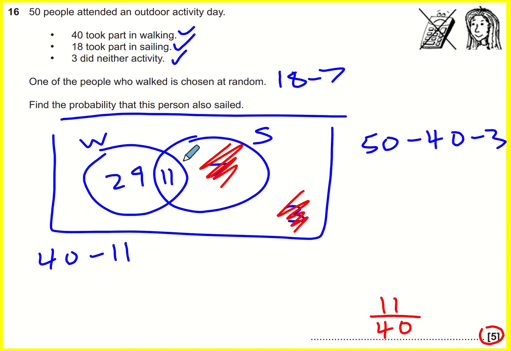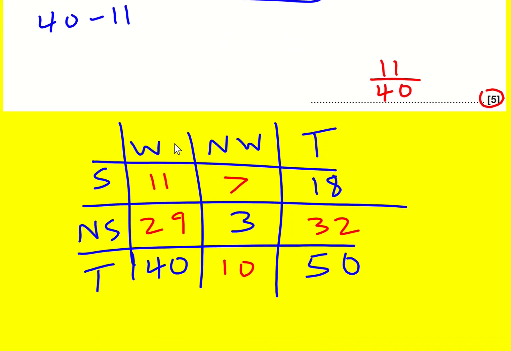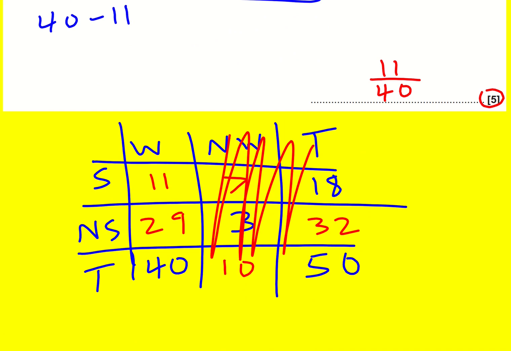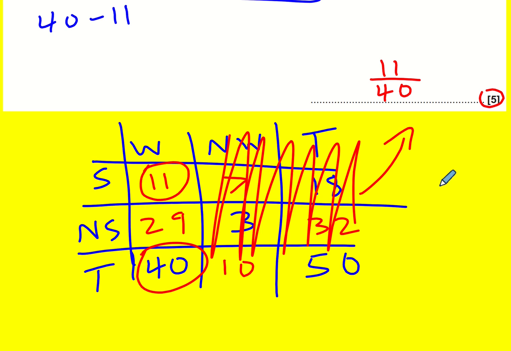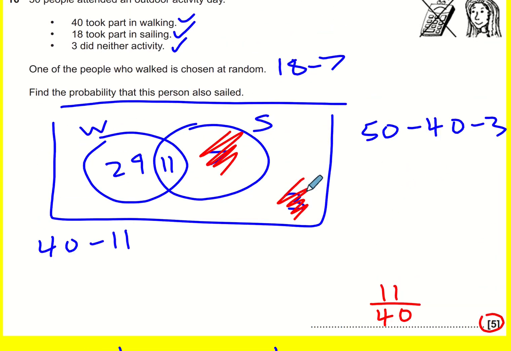And then if I want to work out the probability, I'm just looking at the people who walked, the probability they also sailed. So I can basically now ignore all of this because I'm only interested in people who walked. And then again, it's going to be 11 people sailed out of the 40 in total, and that will give me the same answer. So maybe you prefer this option, but both approaches will work.